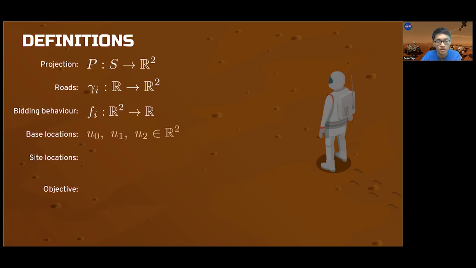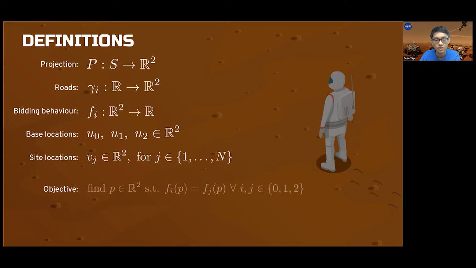And we will denote the location of the bases by U0, U1, and U2, and the site locations by V1 to Vn, supposing that n site locations were identified. With these notations, our original problem is then equivalent to finding a point P such that all 3 bases bid the same amount for it.